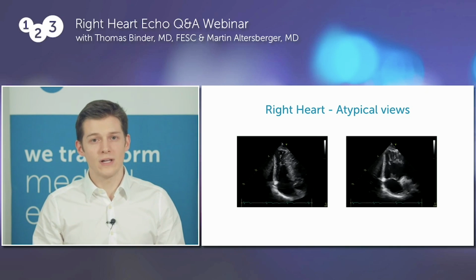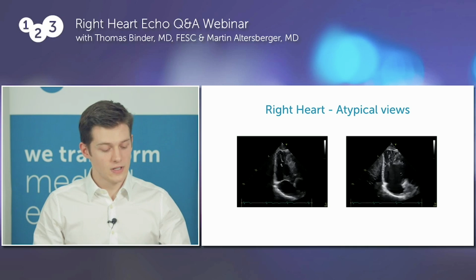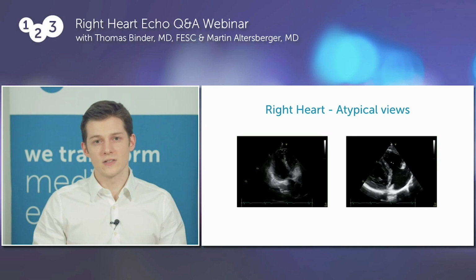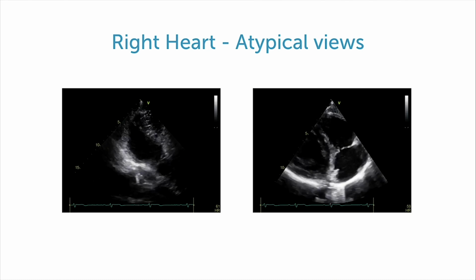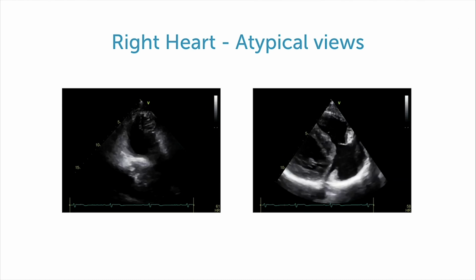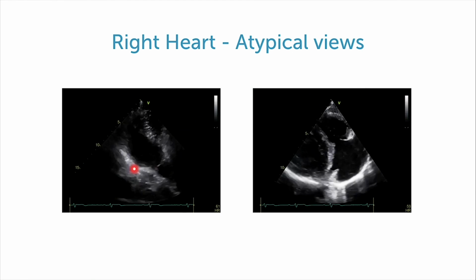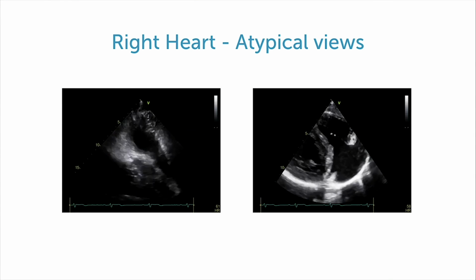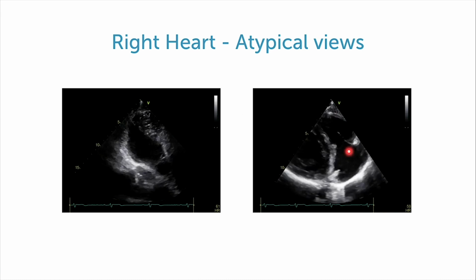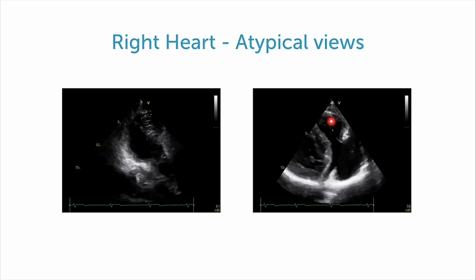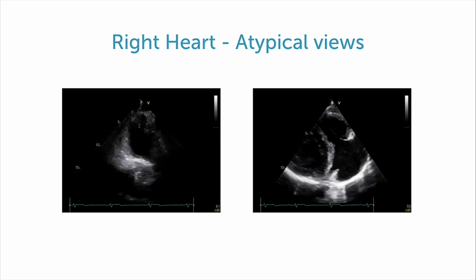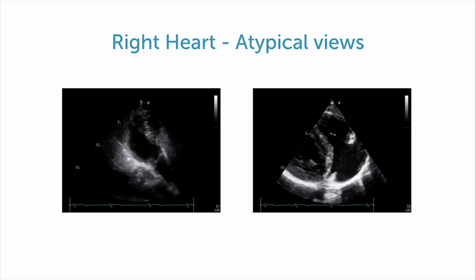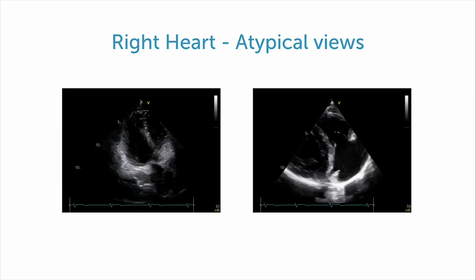But these are not the only atypical views, there are more. If you are in a parasternal long axis view and you tilt the transducer a little bit cranially, you see a nice view of the pulmonic valve. And if you tilt it caudally, you see again the right atrium and the right ventricle, so the parasternal long axis of the right ventricle. This view, keep it in mind, this will be very, very important for another question.